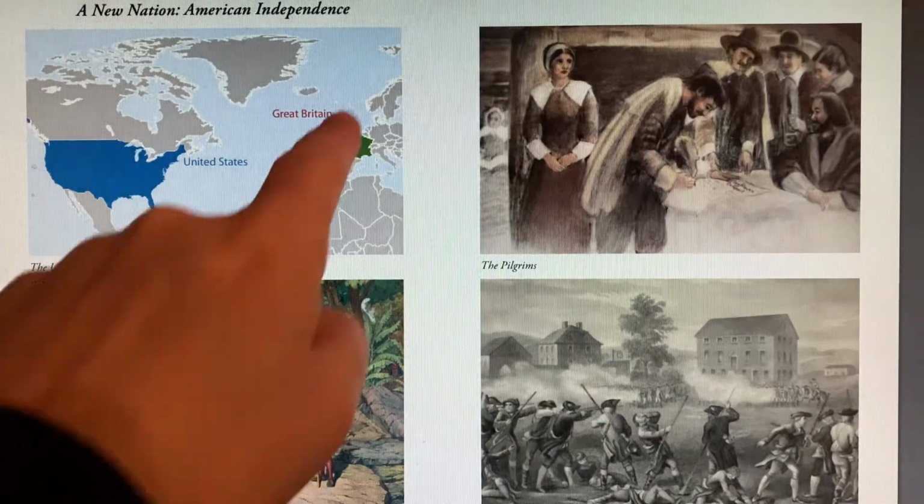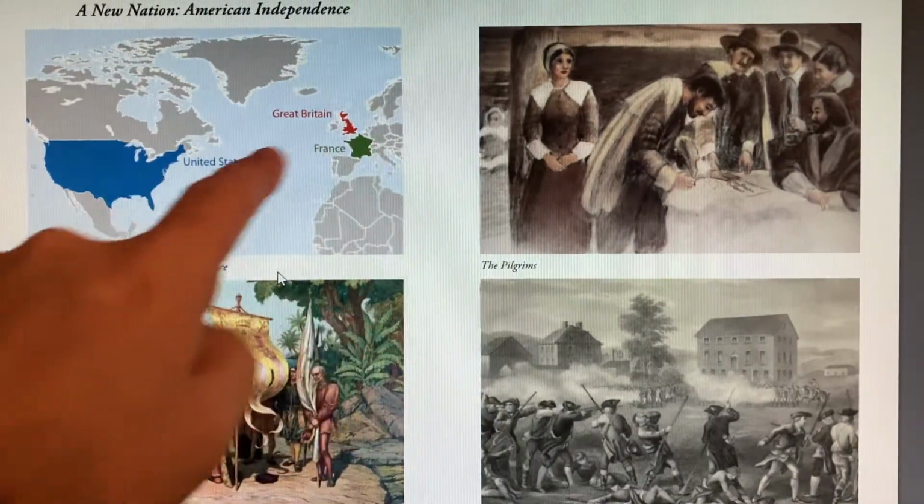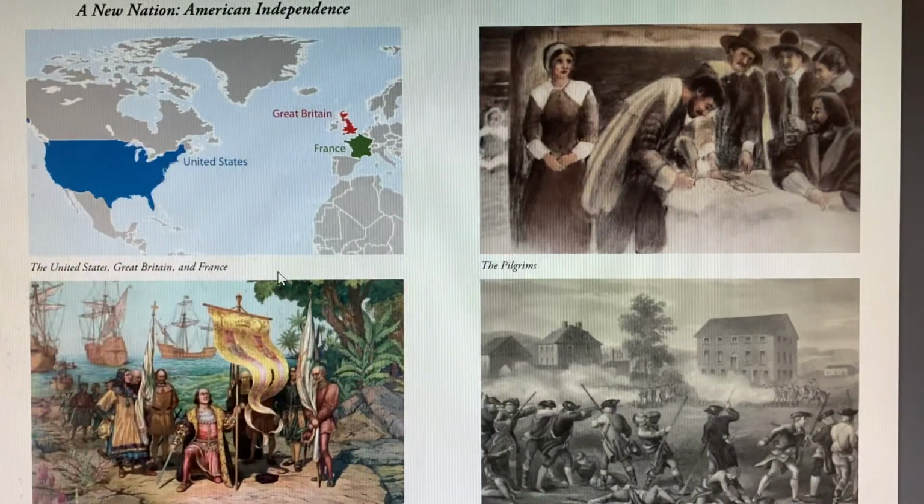And even though these two countries were far away, they both sent people over here to explore the new land and to set up colonies so that they could start enriching themselves. Down at the bottom here, we have a picture of Christopher Columbus. You can see his boats in the background. You can see that he came to the new land and claimed that land.